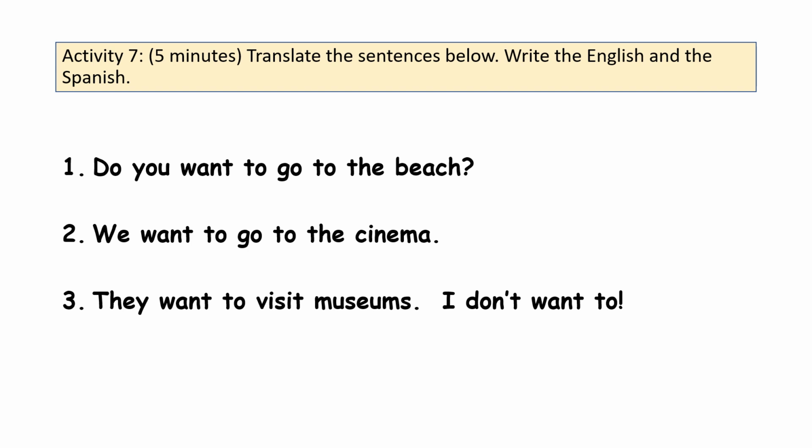So, on to your last activity, I'd like you now to translate the sentences below. Please write both the Spanish and the English. Pause your video now to do this.